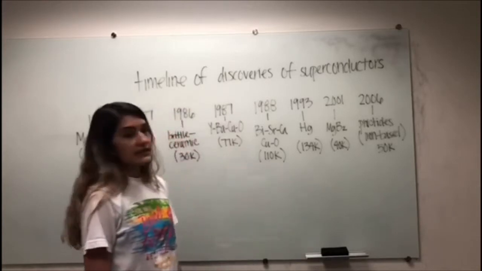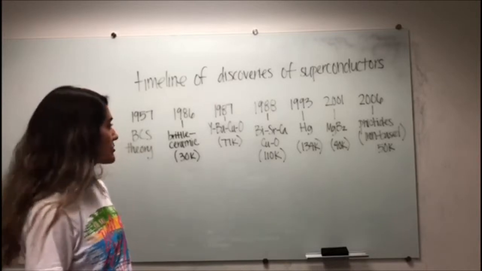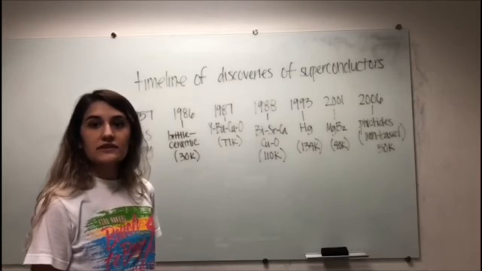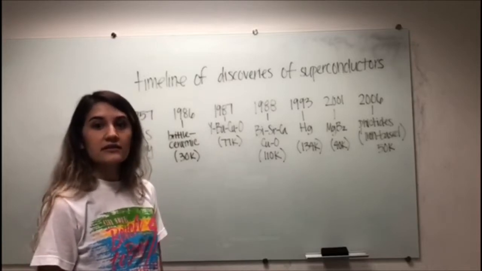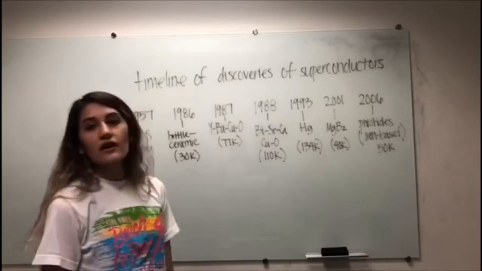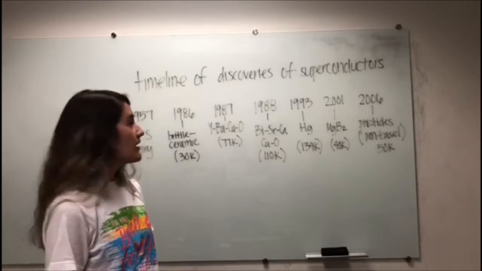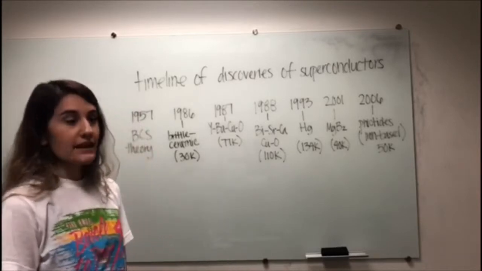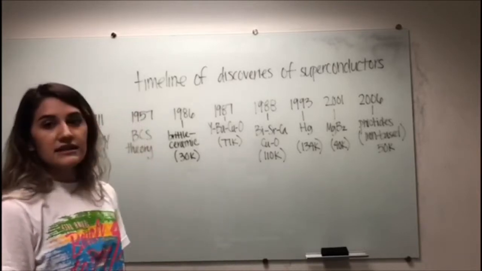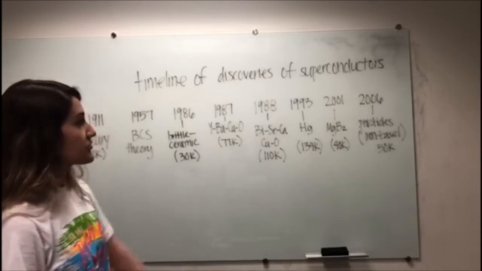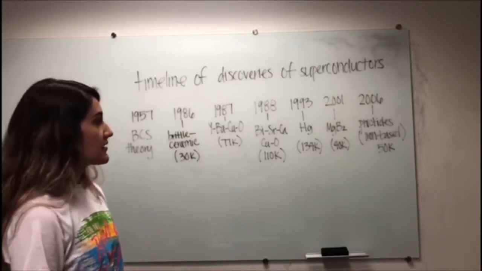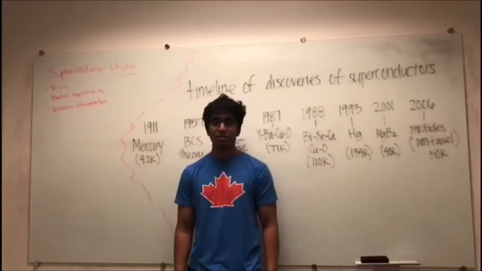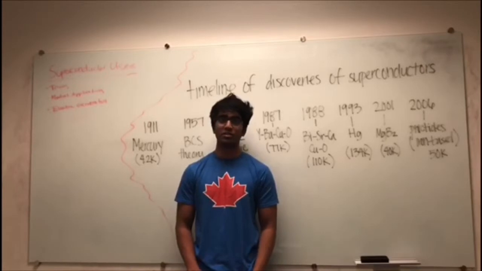And then by 1993, the critical temperature was 134 Kelvin for the HgBaCaCuO superconductor achieved by Putilin. And then in 2001, MgB2 was discovered, with a critical temperature of 40 K. And in 2006, the pnictides were discovered by a Japanese group. It is an iron-based material, with a critical temperature of 50 K.